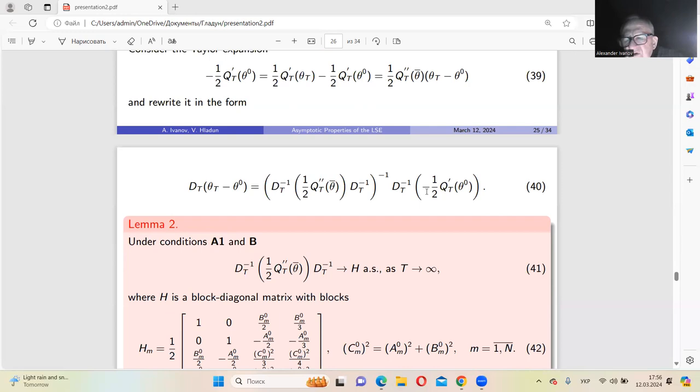And then, as usual, we prove that this is a Gaussian vector normalized by this diagonal matrix D_T. And usually this vector converges to some Gaussian vector, but not in this case. Not in this case. It appears that to obtain the asymptotic normality, we can prove that this vector tends to some matrix with such a normalization.